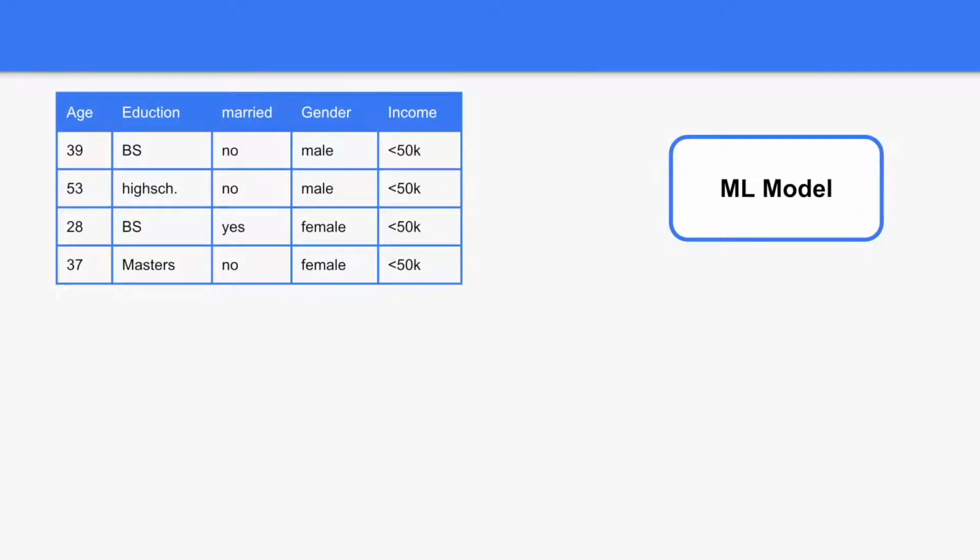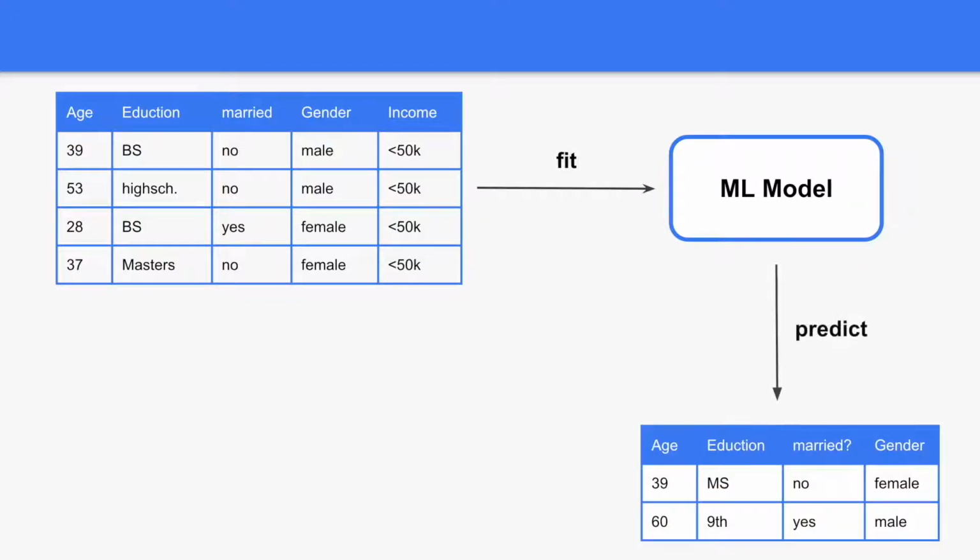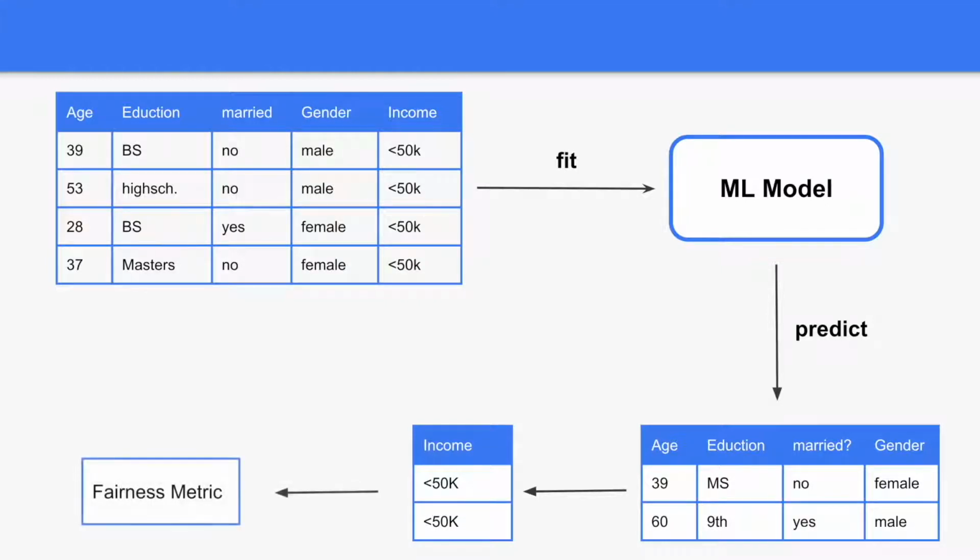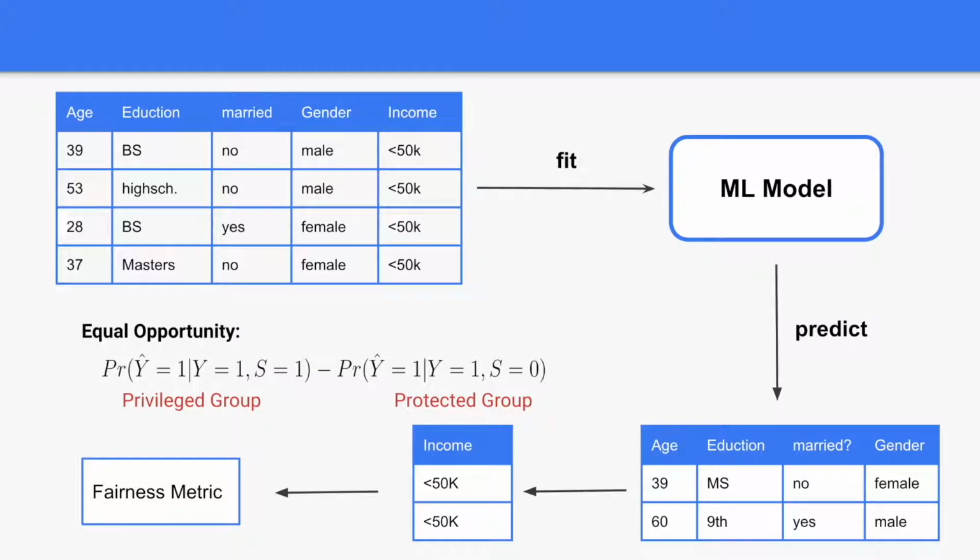Assume we have a dataset and a machine learning model. Then we feed the dataset, test the machine learning model on the test set, and predict to get a bunch of predicted labels. Based on these predicted labels, we can compute the corresponding fairness metrics, such as equal opportunity, which is basically the difference between the true positive rates of the privileged group and the protected group.